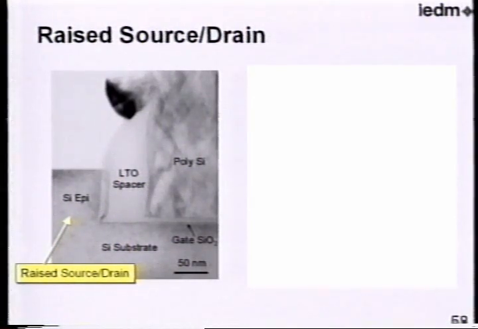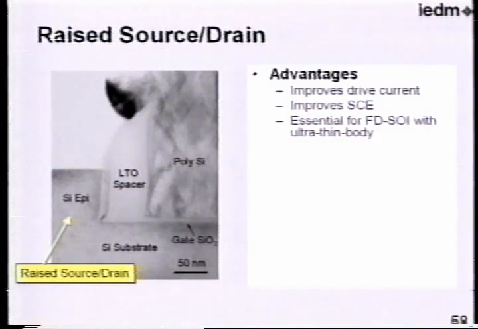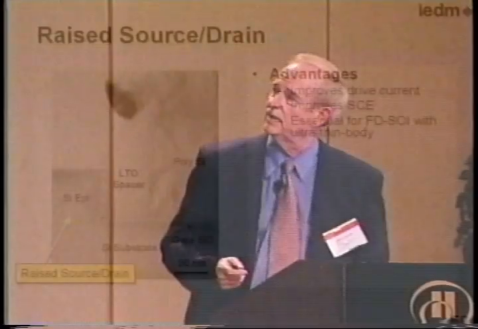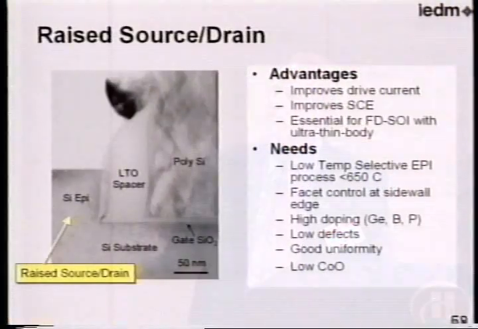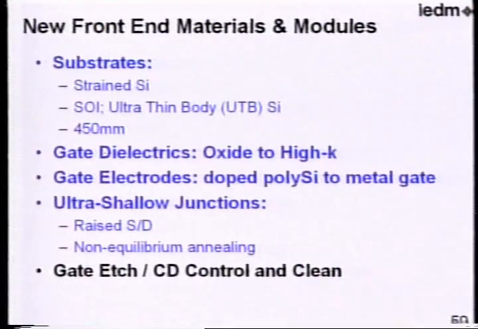Of course, raised source drain has been around for the contact area, and there are a lot of issues with it, but of course there are many advantages. You have better contacts. You can reduce short channel effects. You can raise the contact concentration up. And it's going to be essential for any fully depleted SOI with ultra-thin body. But there are quite a few needs yet. Some of these are getting fairly well under control, like facet control. But there are other issues, such as still having a good manufacturable, low-cost process.